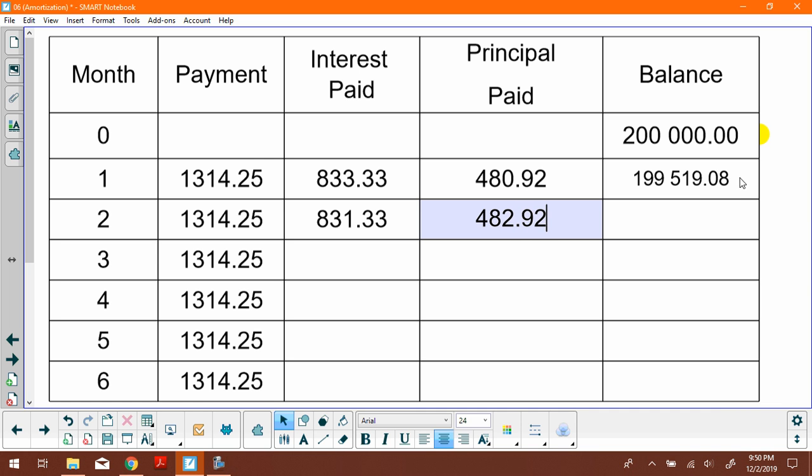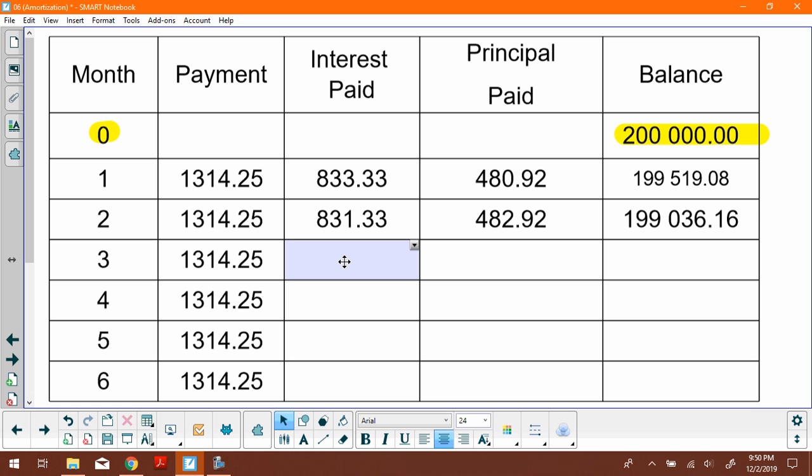Now I take my balance, 199,519.08, and I subtract 482.92. And I get 199,036.16. And we just keep repeating this process over and over again until we get down.